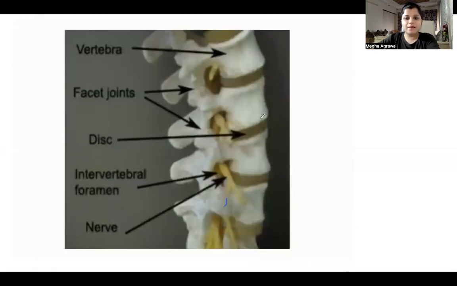Now, laterally, we can see the vertebral body and the posterior arch. This is the lamina. The lamina is notched superiorly and inferiorly. These notches of the upper and the lower lamina form the intervertebral foramen through which the spinal nerves emerge. And the facet joints, as I've already told, are formed by the superior articular process and the inferior articular process.